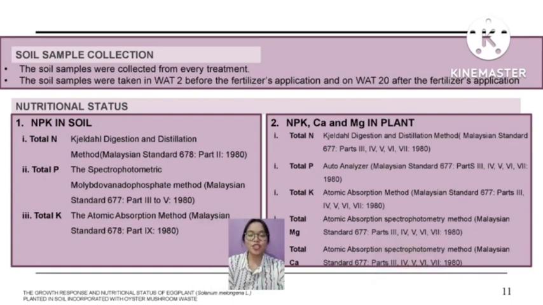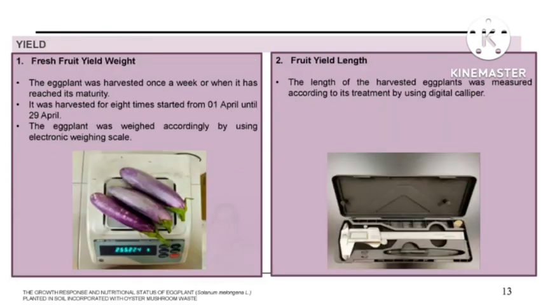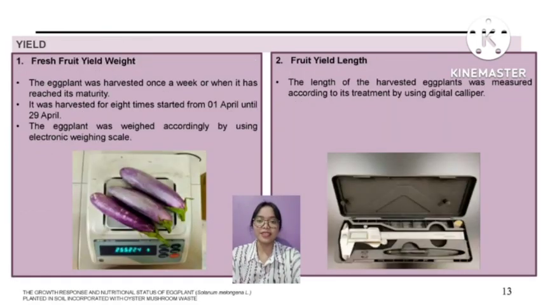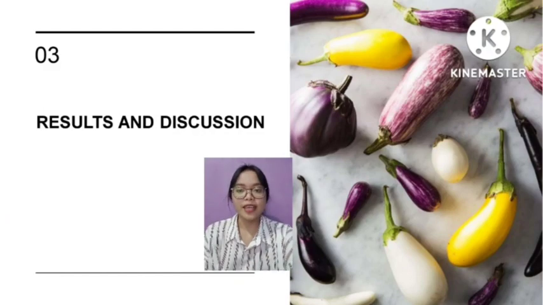Next, this slide shows the method and procedure used to determine the NPK in soil and NPK, Ca and Mg in plant. As for the growth parameters, the development performance observed were plant height, number of leaves, leaf greenness, and dry biomass accumulation. The yield parameters involved in this study are the fresh fruit yield weight and the fresh fruit length. Moving to the next part, results and discussion.